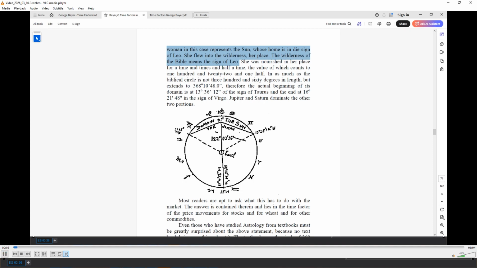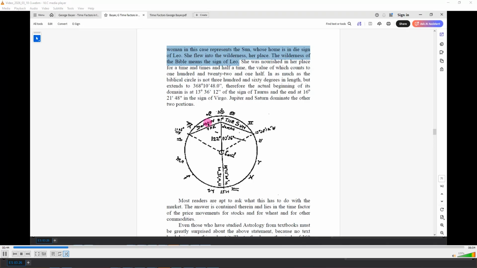Continuing on with George Bayer's Time Factors in the Stock Market book, and going back to the diagram here, we have George describing Scorpio being the eagle and the sun moving through the domain of the sun into the wilderness, which was the sign of Leo. Now Leo is right here, so the wilderness goes between Leo and Virgo right here in this section of the domain of the sun.